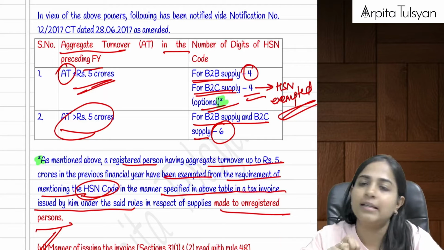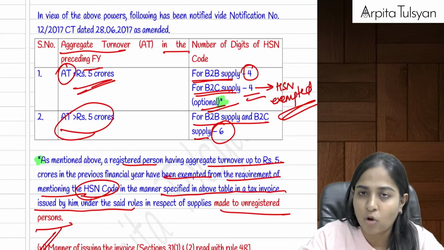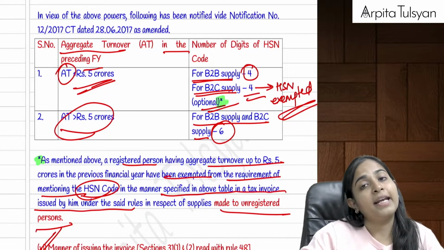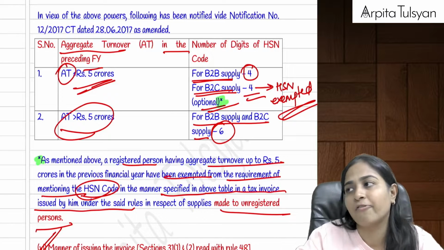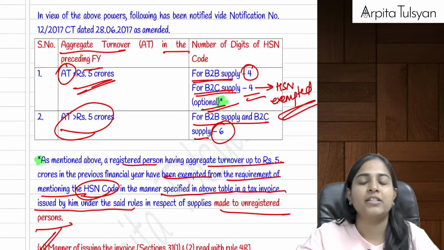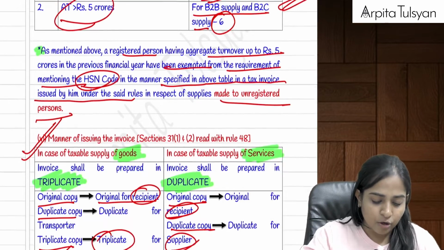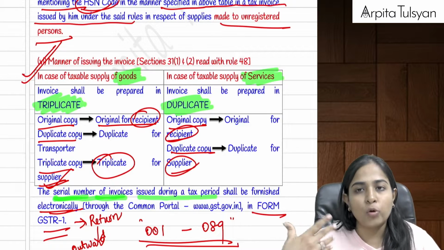For B2C, nothing is mandatory. Even if you don't write the HSN, it is okay. It is totally optional. But if your aggregate turnover is more than rupees 5 crore, then for any type of supply, be it B2B supply or B2C supply, the full 6-digit HSN should be written in the invoice. Are you clear with this? Yes.